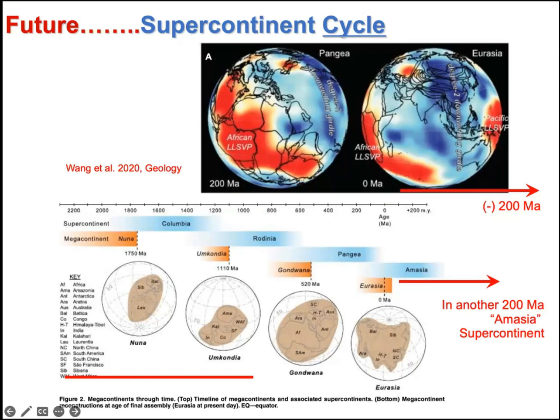But in this instance, I want to confuse you a little bit. Columbia, Rodinia, Pangaea, and Amasia are there, but you don't see Gondwana there as a supercontinent. Why not Gondwana? So far we considered Gondwana as a supercontinent, right? But the new research trend is defining the term supercontinent in a different way.